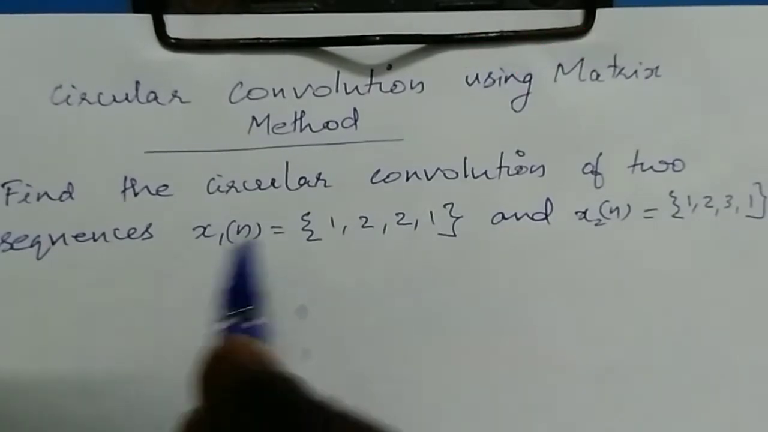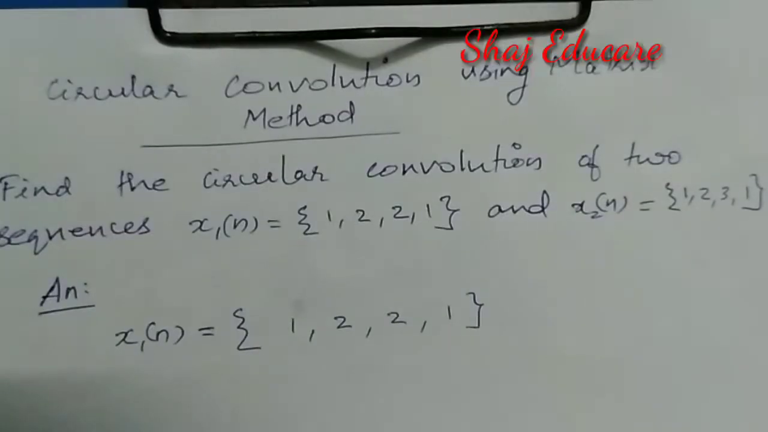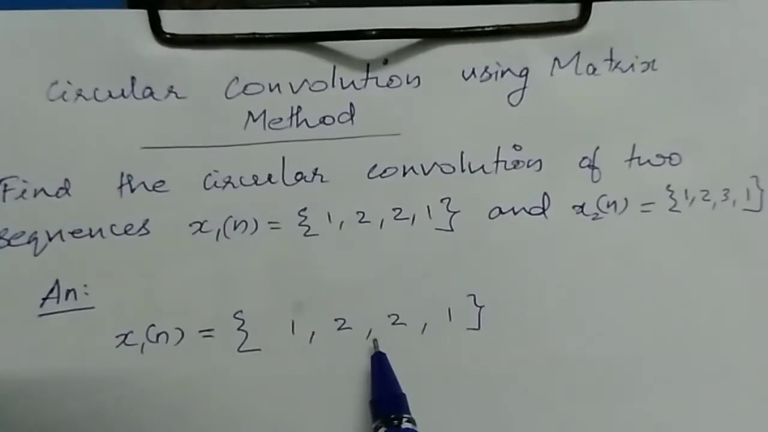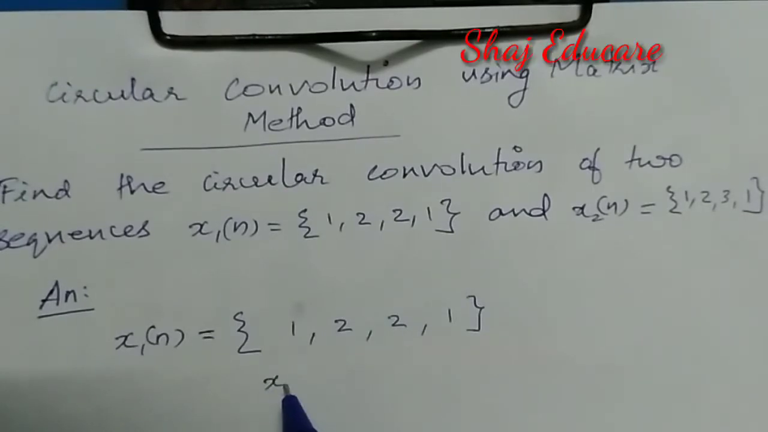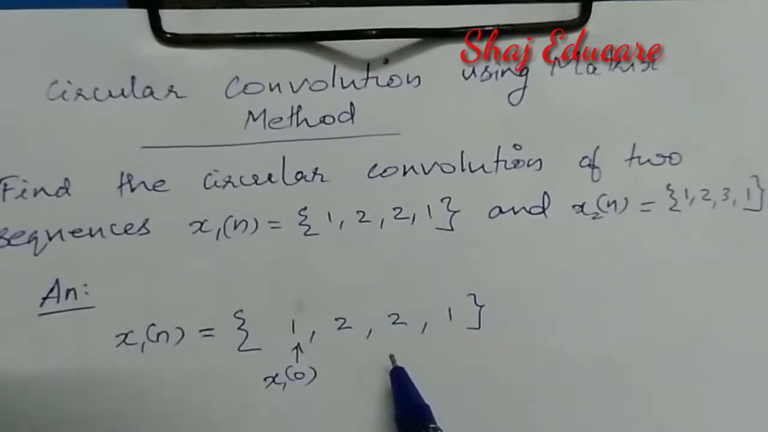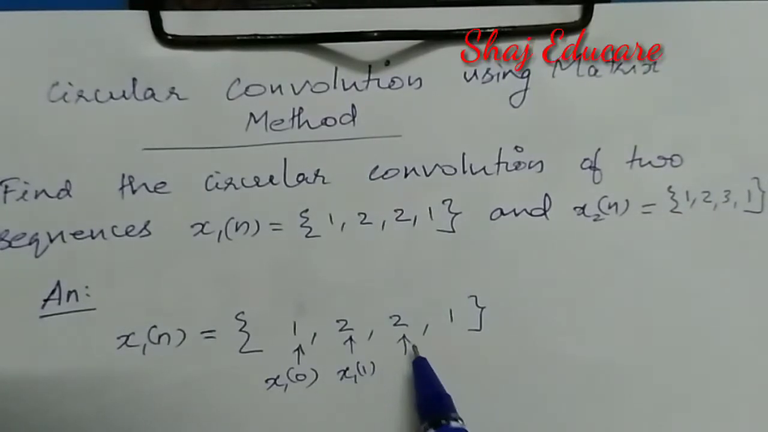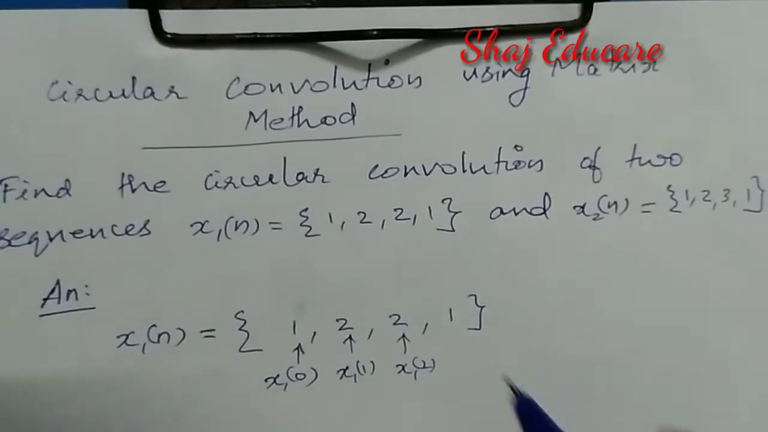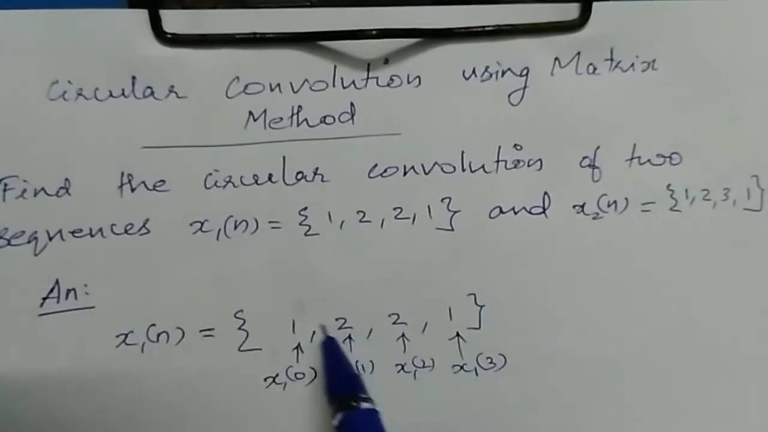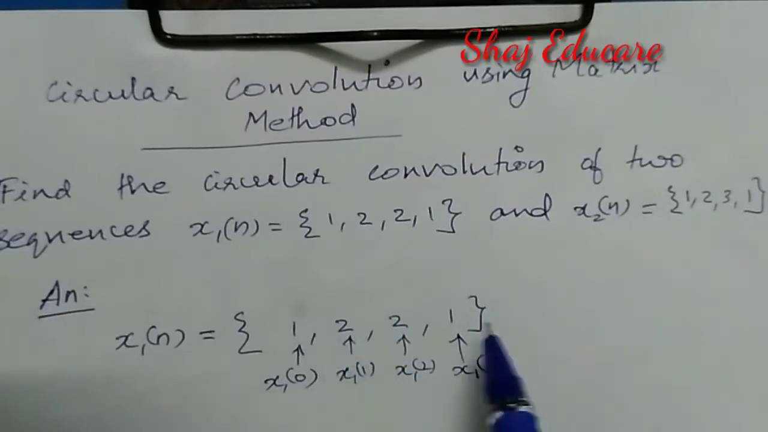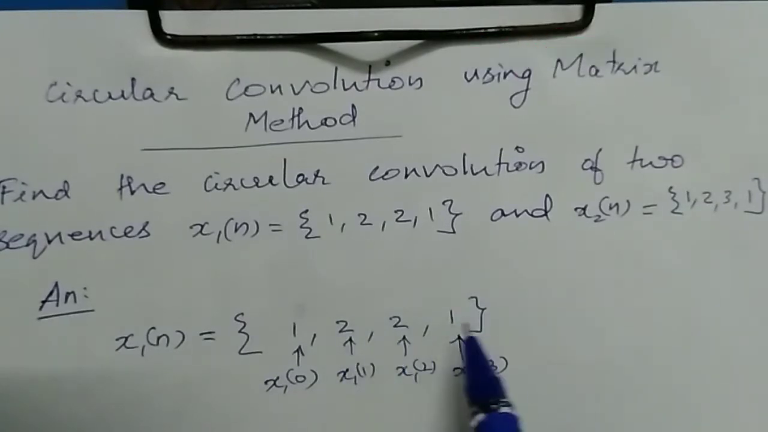Before that, I'm going to write the given signal once again. x1 of n is 1 2 2 1, and this element is x1 of 0, this is x1 of 1, this is x1 of 2, and finally this is x1 of 3. The number of elements in the first signal is 4, starting from x1 of 0, x1 of 1, x1 of 2 and x1 of 3.